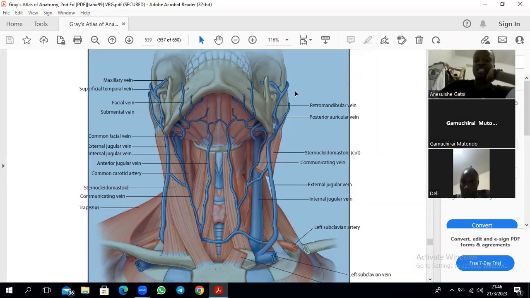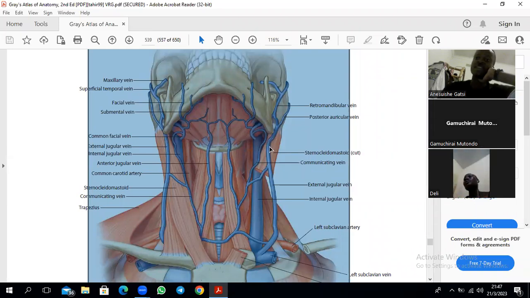For example, which 2 veins are going to join to form the external jugular vein? Then where is that external jugular vein going to drain into? So to form the external jugular vein, it is the union of a vein called the posterior auricular vein and another vein called the posterior division of the retromandibular vein. So the posterior auricular vein plus the posterior division of the retromandibular vein, they join and create the external jugular vein.